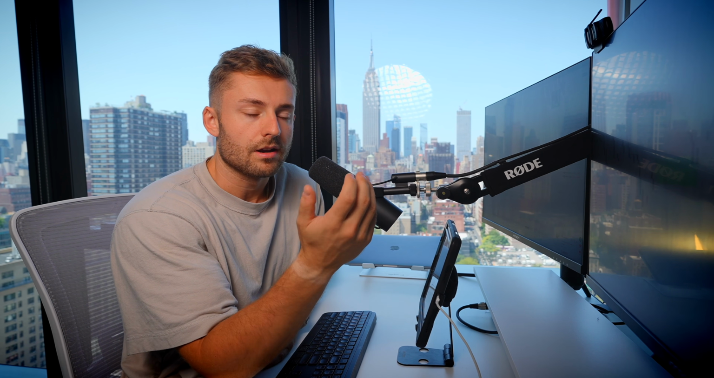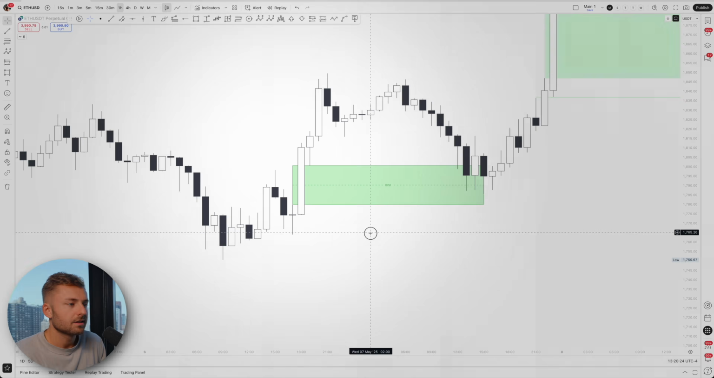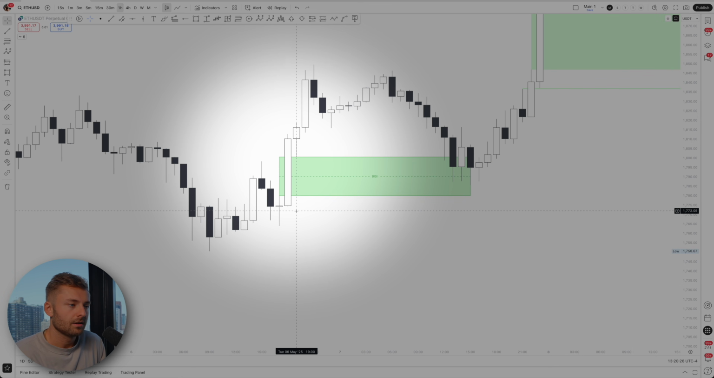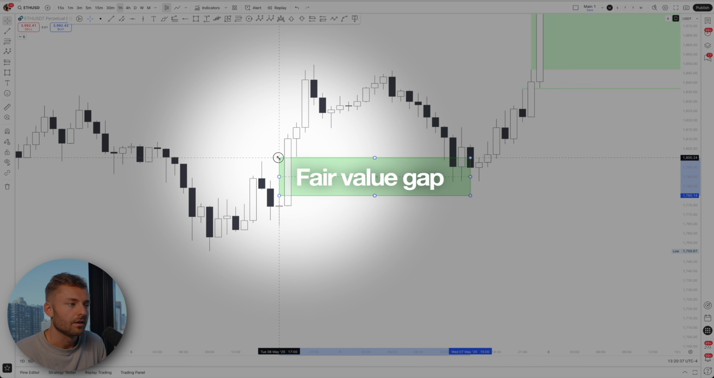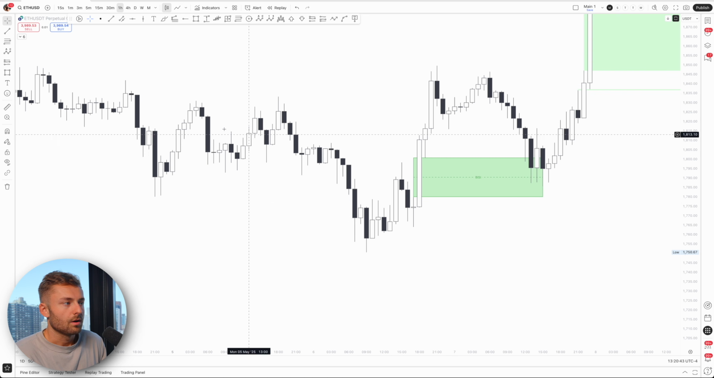Now, these fair value gaps, I'm going to show you how important they are on day-to-day micro entries or just in general timing good areas on trends. But I first want to explain to you what they are. Something that we're calling a bullish fair value gap is basically a sequence of 3 bullish candles where we don't have the wicks of the first and the third candle overlapping, which is leaving us this space between called a fair value gap.